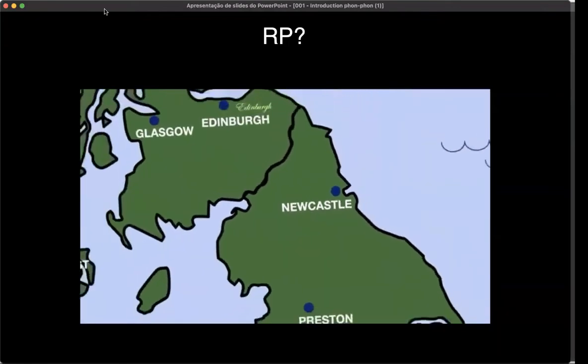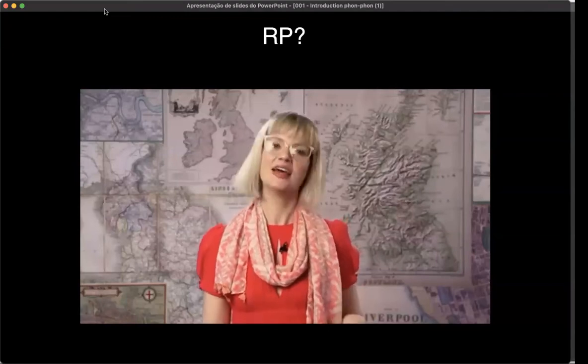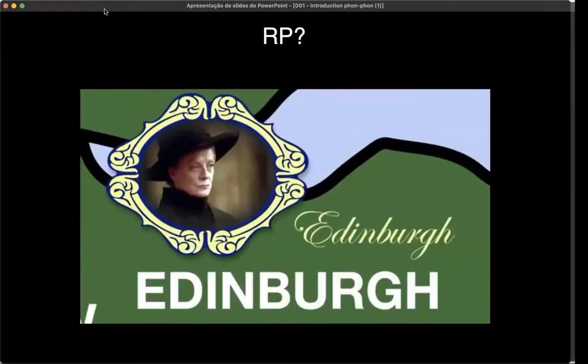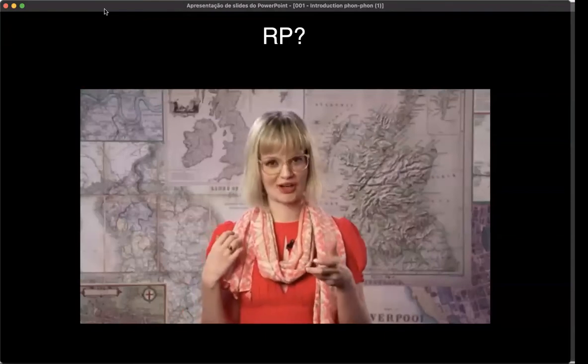Edinburgh is the capital of Scotland. It's a very soft, maybe a little snooty kind of accent. Think of Ewan McGregor or Dame Maggie Smith as Professor McGonagall. That's 10 points taken from Gryffindor, Mr. Potter. Glasgow is a much thicker kind of accent.